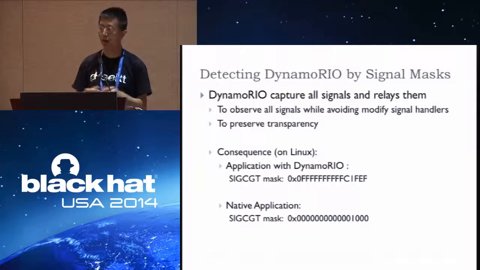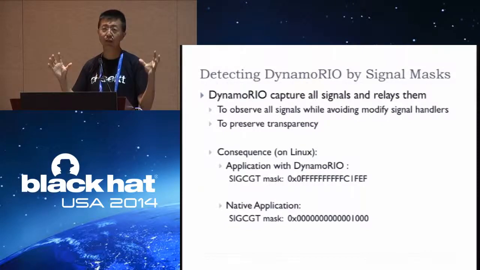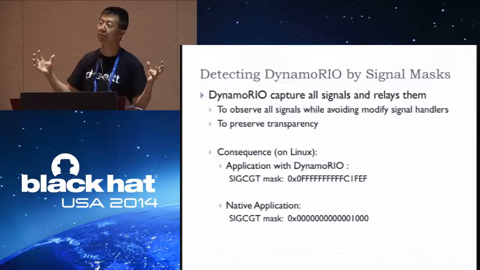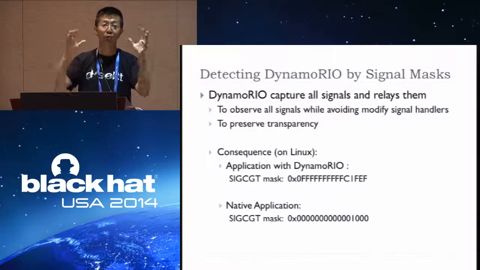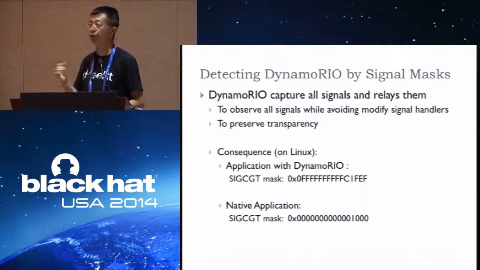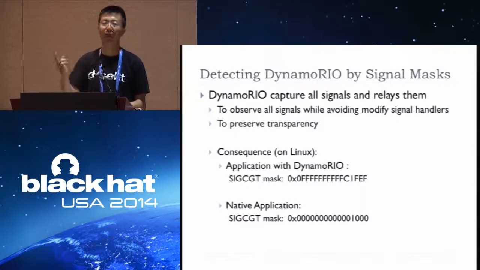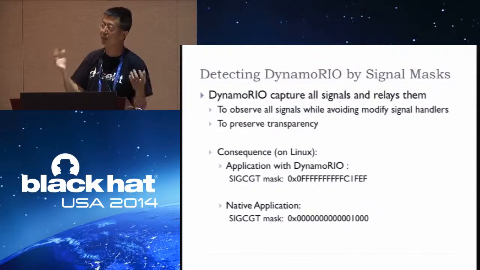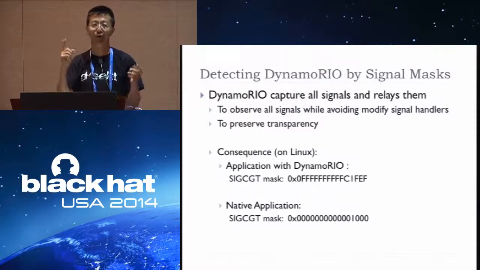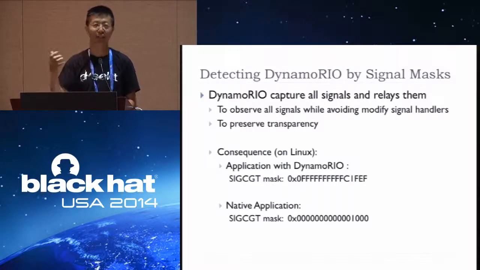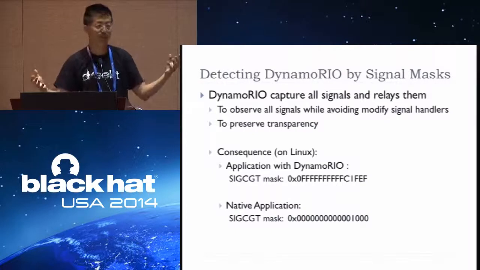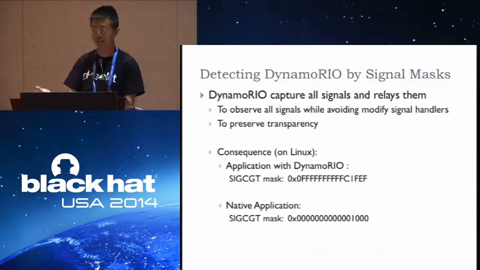One more example of these artifacts. Because DynamoRIO is an instrumentation platform, it tries to observe all behavior, for example all the signals sent to the program, so it tries to capture all the signals. For a regular program, say I write a program that only cares about SIGINT, if you look at the signal mask, only one bit is turned on. But if you look at the situation under DynamoRIO, almost all of the signal mask is enabled. So that's another artifact.